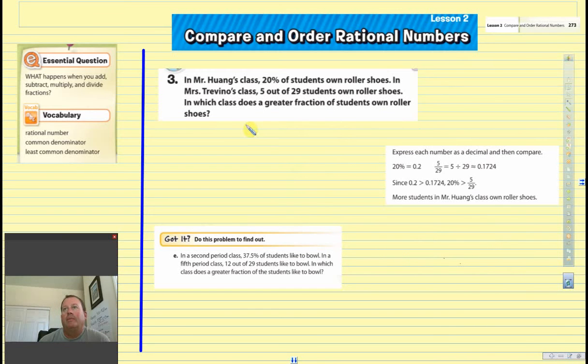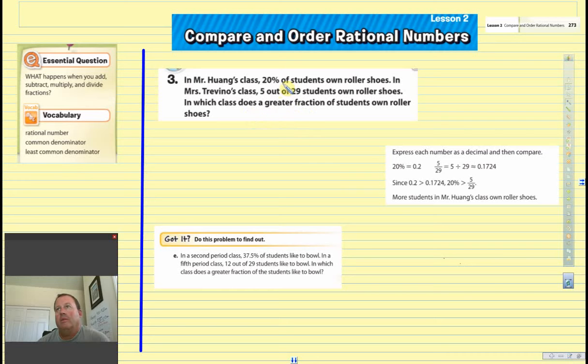But right now, we have a nice word problem. I'm going to read it to you, and then I'm going to highlight what I feel is the most important. This is kind of what I do, so I want you to do the same. When you look at word problems, you read them, and then you highlight what you feel is the most important. So in Mr. Wang's class, 20% of the students own roller shoes. In Miss Trevino's class, 5 out of 29 students own roller shoes. In which class does a greater fraction of students own roller shoes?